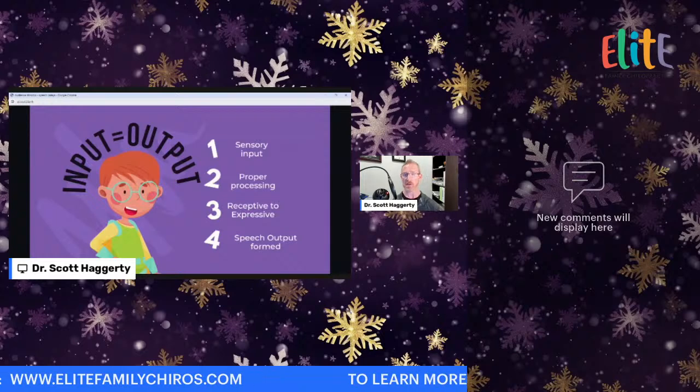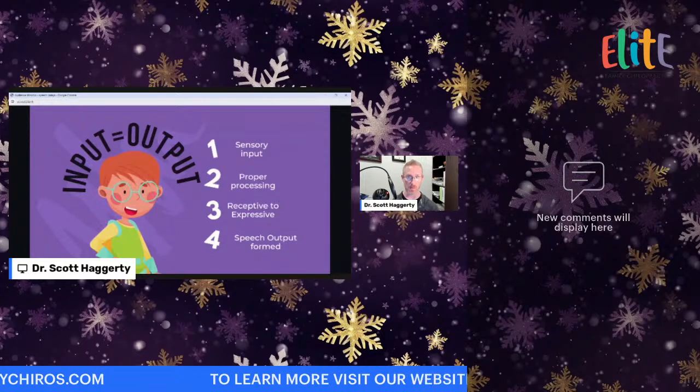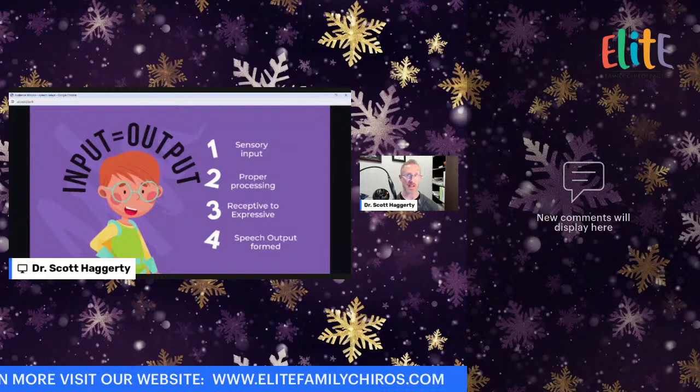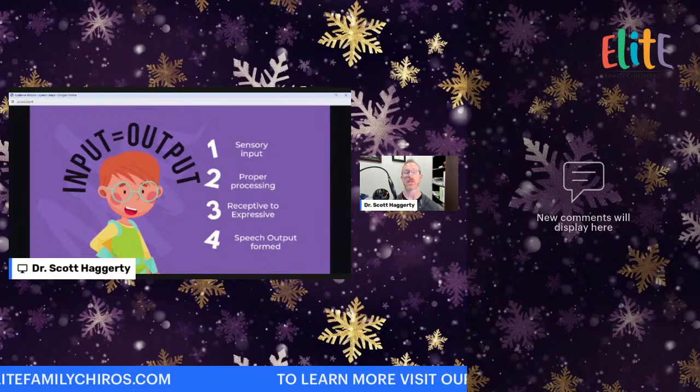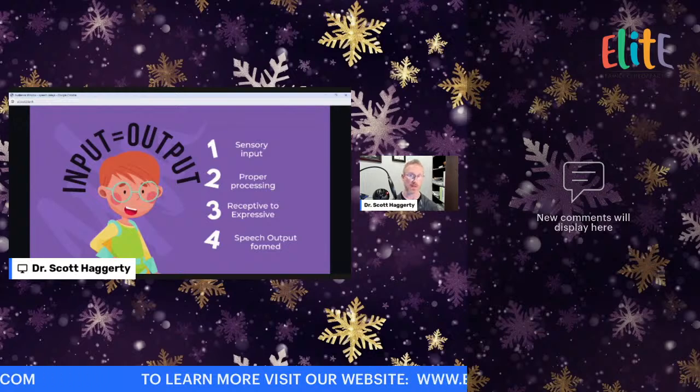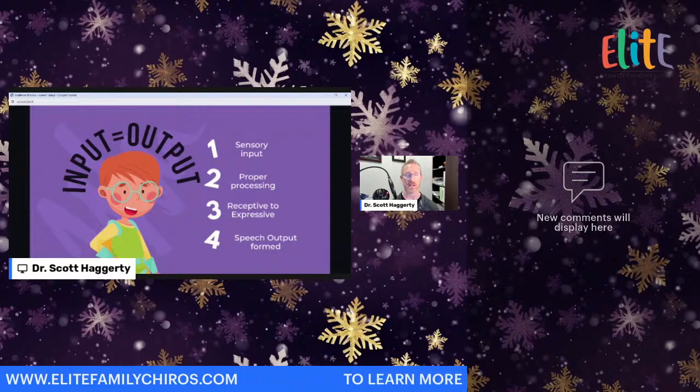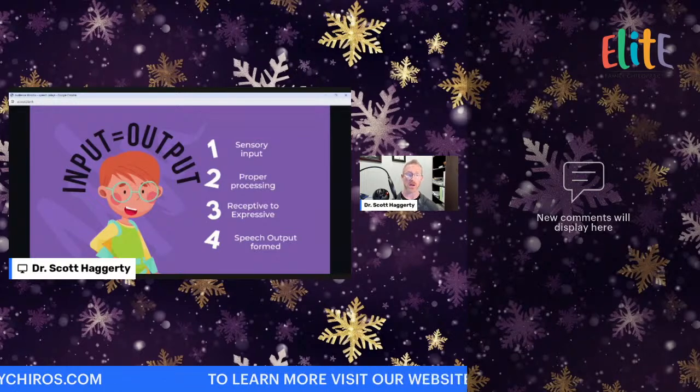If we understand the concept that input equals output, it has to go in this cascade, as you see on the screen. Sensory input has to be received by the brain. The brain has to be able to properly receive and interpret the sensory information. It has to be sent to the receptive and expressive areas of the brain, called Broca's and Wernicke's areas, and that results in time with speech output being formed and created.